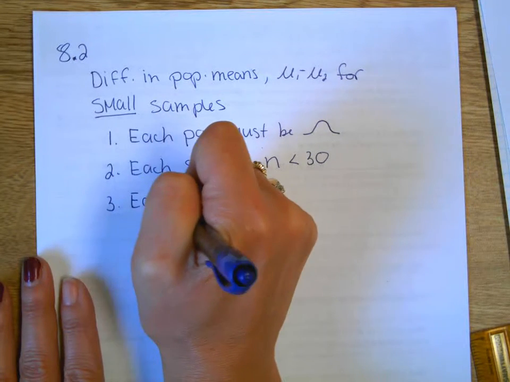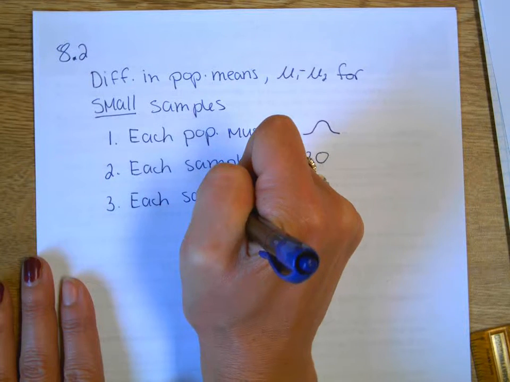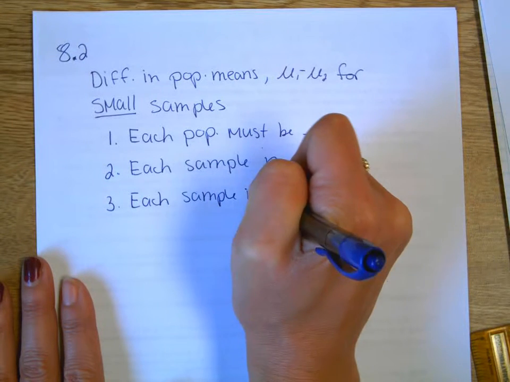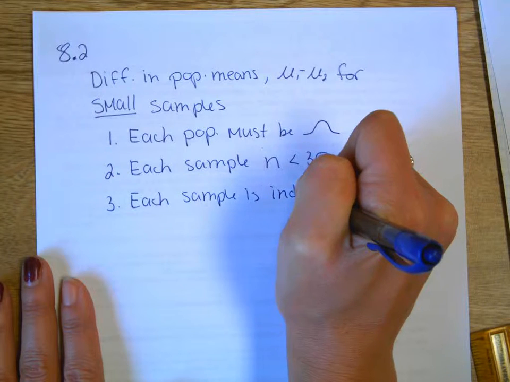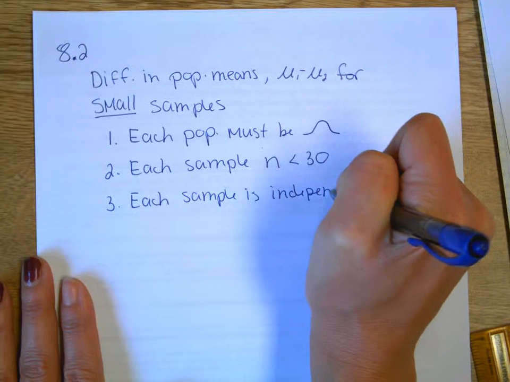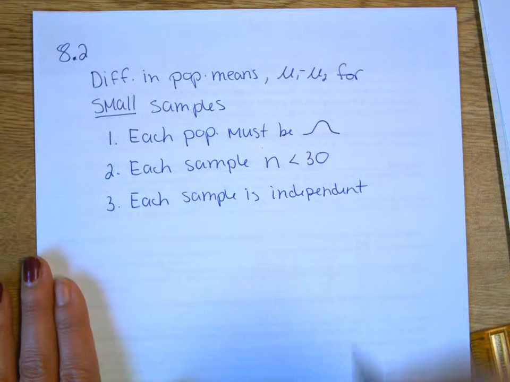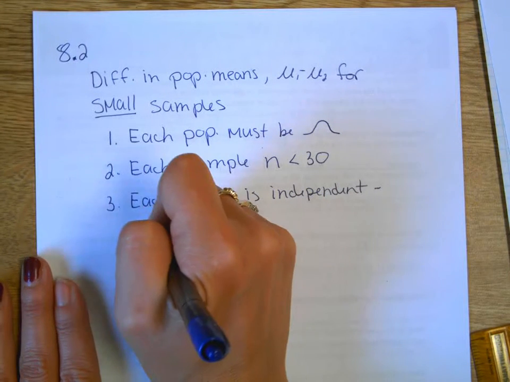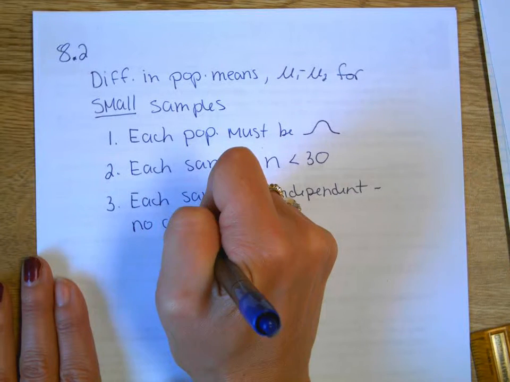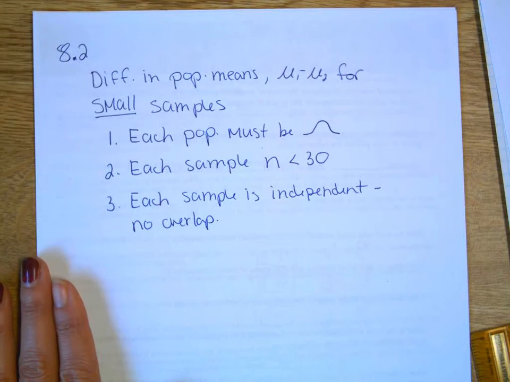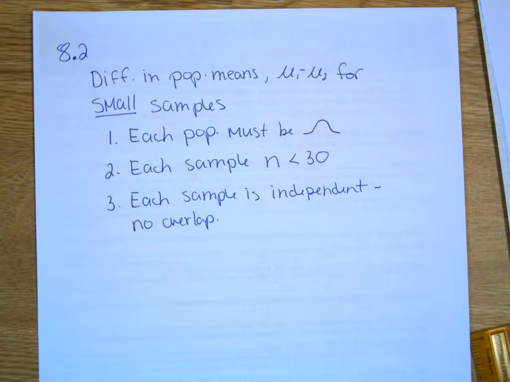So each sample is independent. So no overlap. So we do the same steps as we did in the first section, except our formula is different.